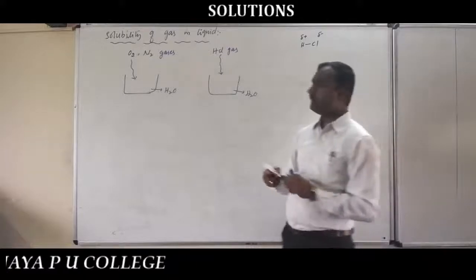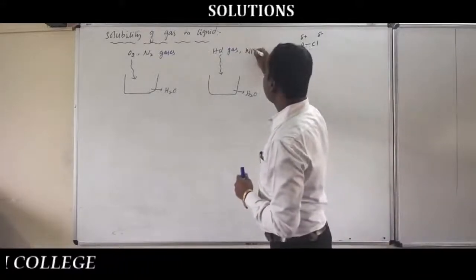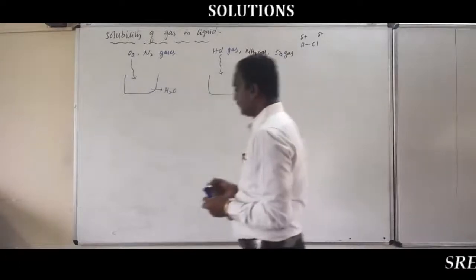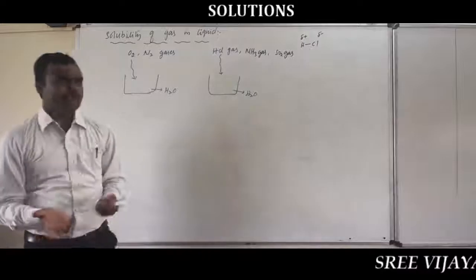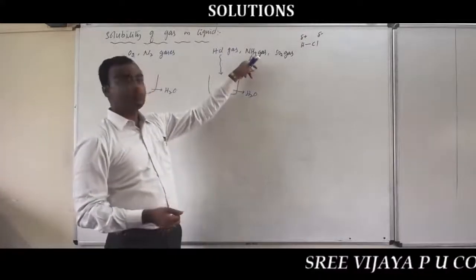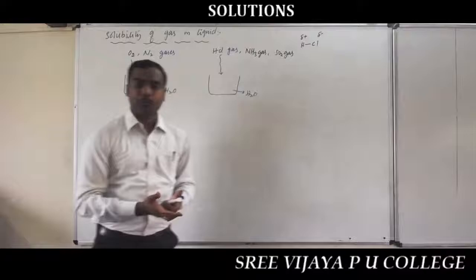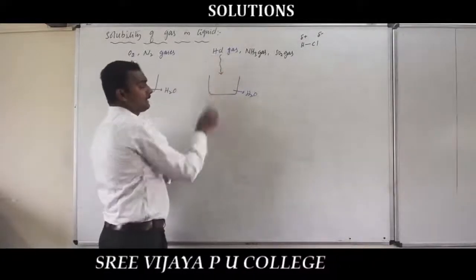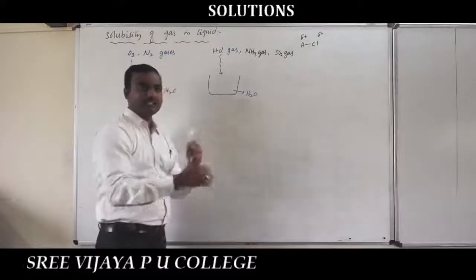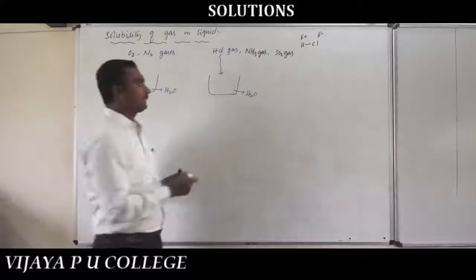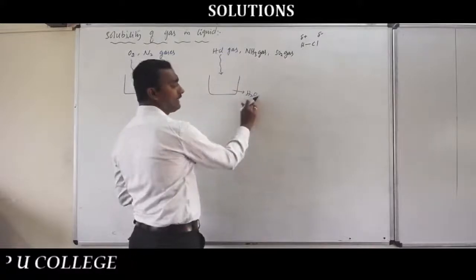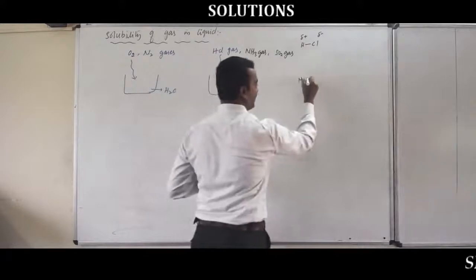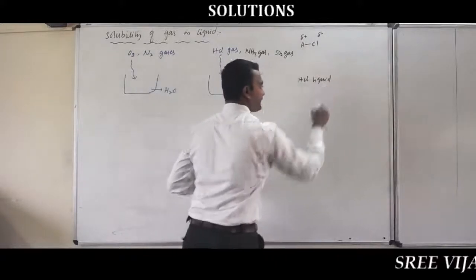In addition to this, not only HCl gas, even ammonia gas is also soluble in water, and sulfur dioxide gas is also soluble in water. The reason is that HCl is polar, ammonia is polar, and sulfur dioxide is also polar. In addition to the polar nature, these gases chemically combine with water, resulting in the formation of some other compound. When HCl gas is passed into liquid water, we get HCl solution.